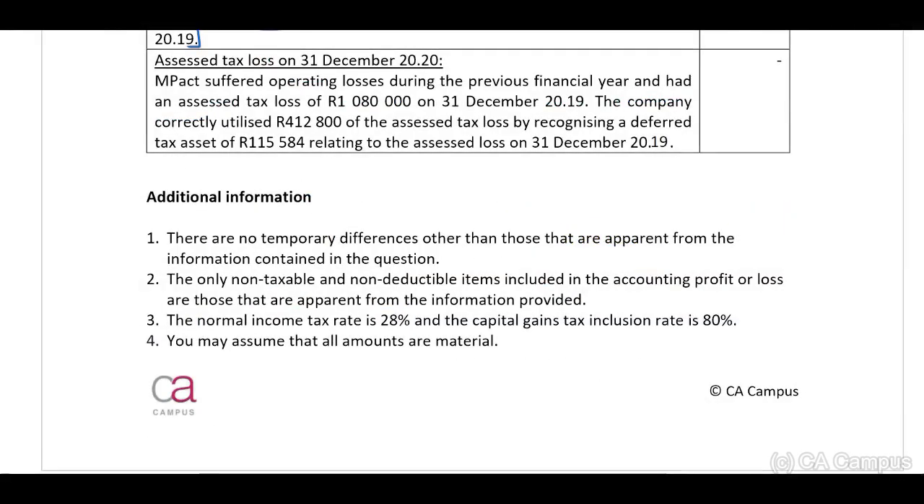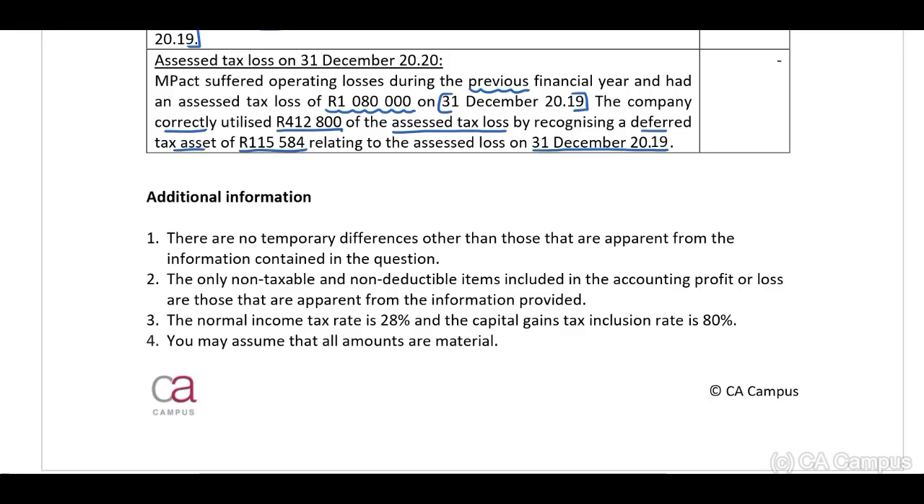Assessed tax loss on 31 December 2020. Impact suffered operating losses during the previous financial year and had an assessed tax loss of 1,080,000 on 31 December 2019. The company correctly utilized part of the assessed tax loss by recognizing a deferred tax asset of 115,584 relating to the assessed loss on 31 December 2019.